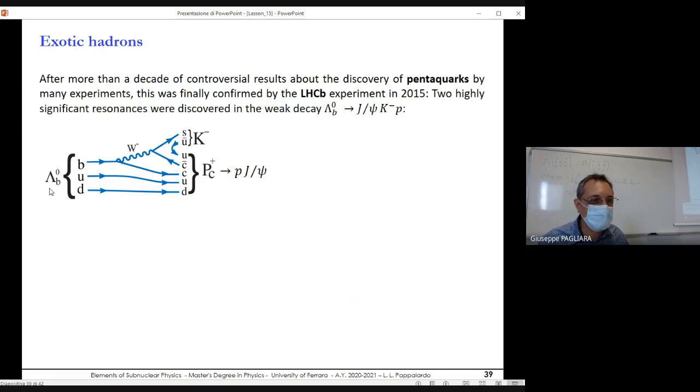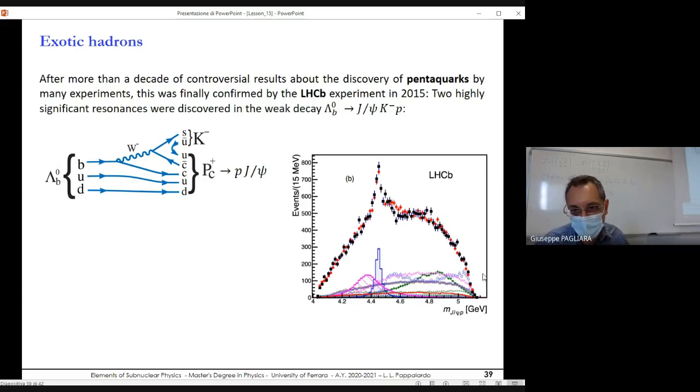So the initial state is a Lambda_b baryon, so it's a b u d baryon. In the final state, for a very small fraction of events, people observed this object here. So a pentaquark with the structure u c-bar c u d, so u u d c c-bar, in which u u d is nothing else than a proton. No? c c-bar is J/psi. In fact, this object was observed to decay into a proton plus a J/psi. Just to show you the results, this has been published in 2015 by LHCb.